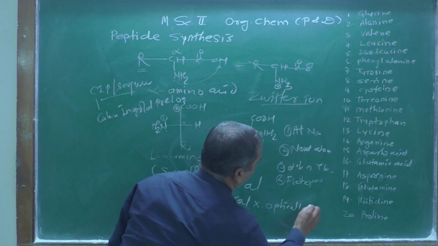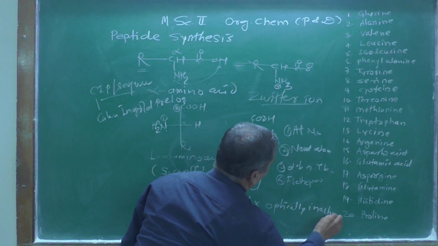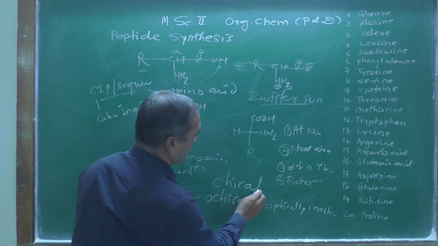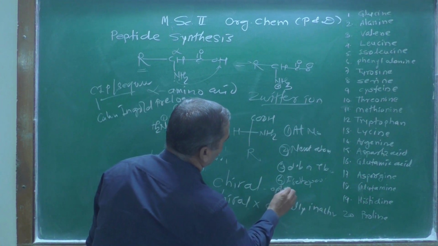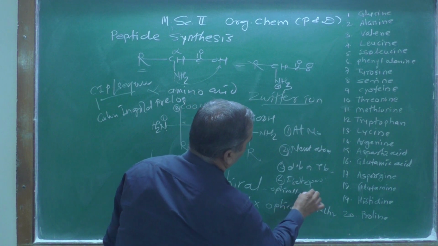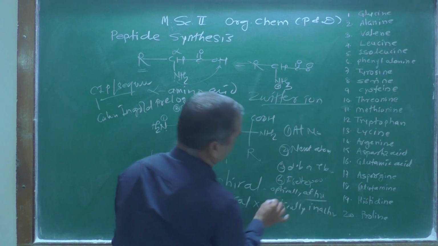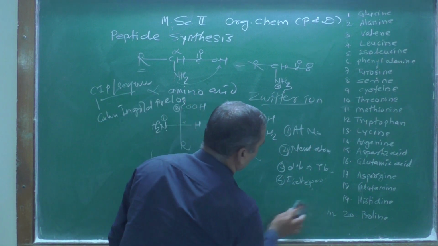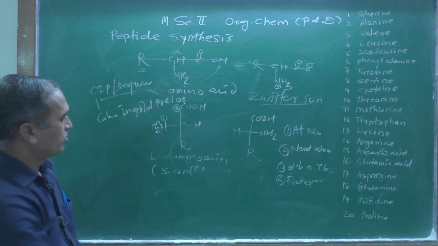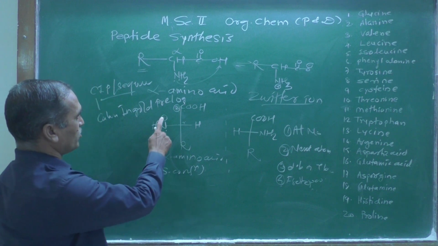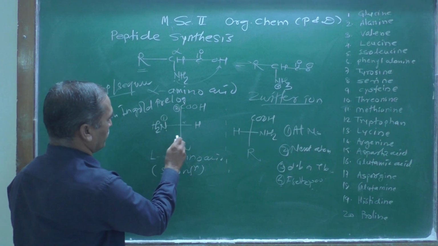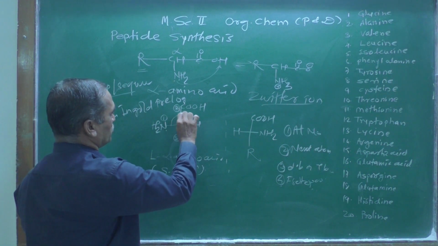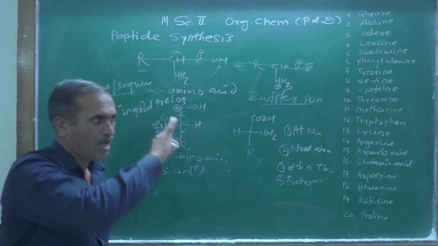Optically inactive, and a chiral carbon is optically active in nature. This is the term you should remember over here. Now, how are they showing R configuration? Look at 1, 2, and here maybe 3. 1, 2, 3. That is actually R.